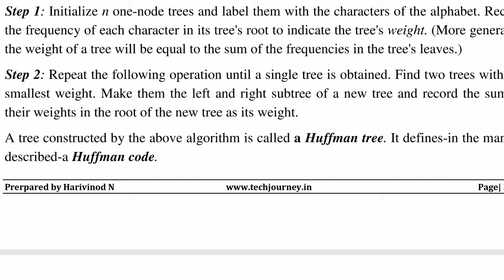I repeat, you identify 2 nodes with the minimum value and add them together. You take one as the left child and the other as the right child, and then you form a new node. This new node will have the value of the sum of these 2 child nodes, and that value is taken as the weight of the newly formed node. This way you keep repeating until you form a single tree. This is called the Huffman algorithm.